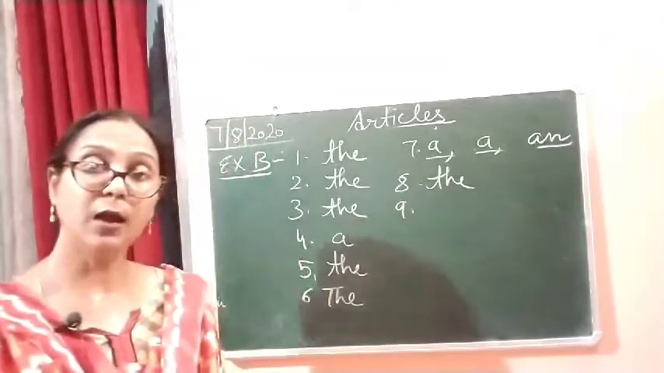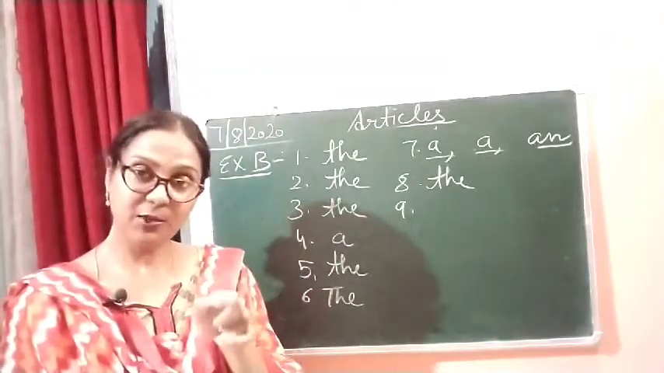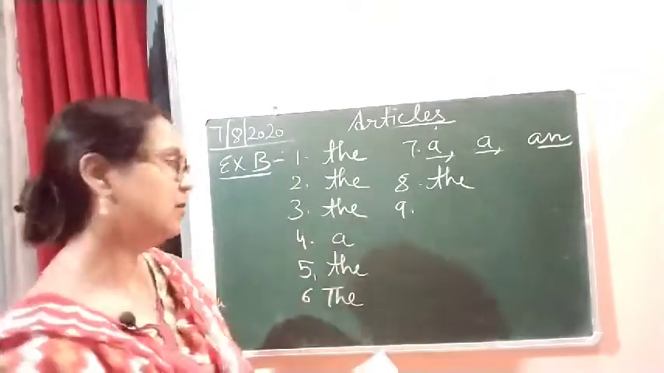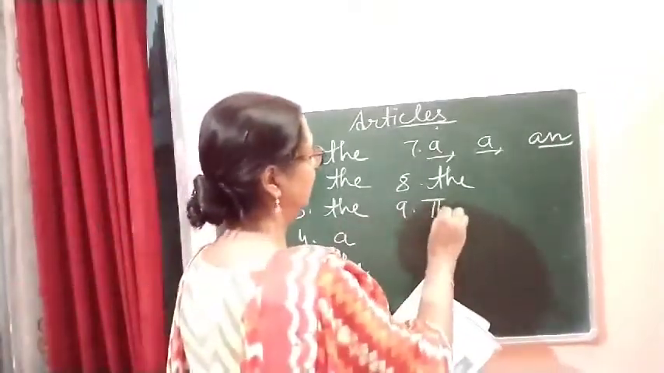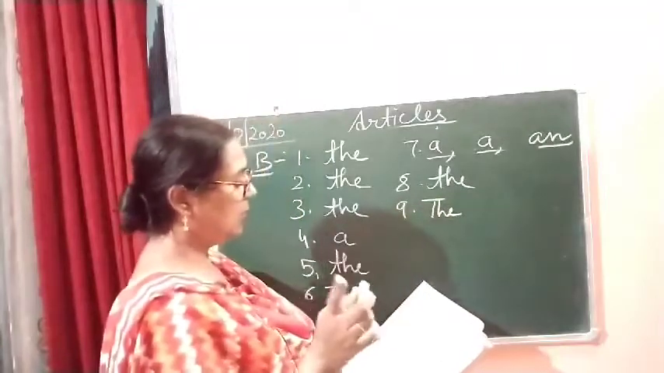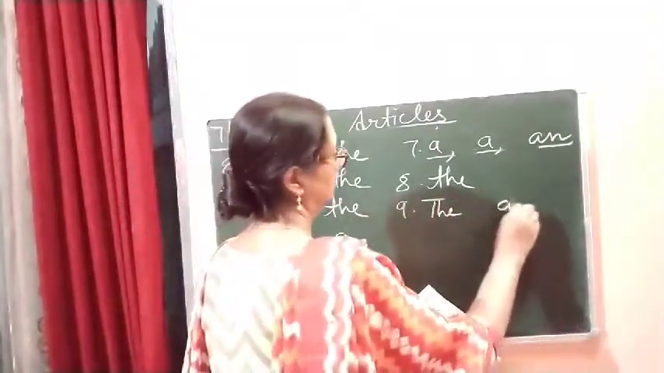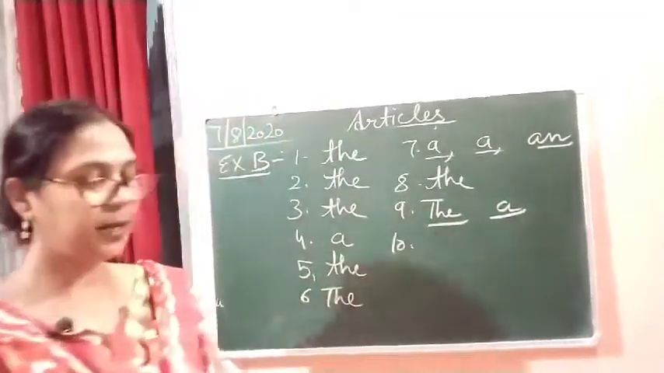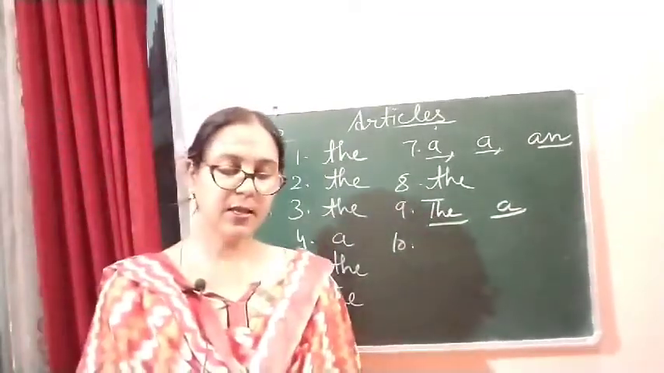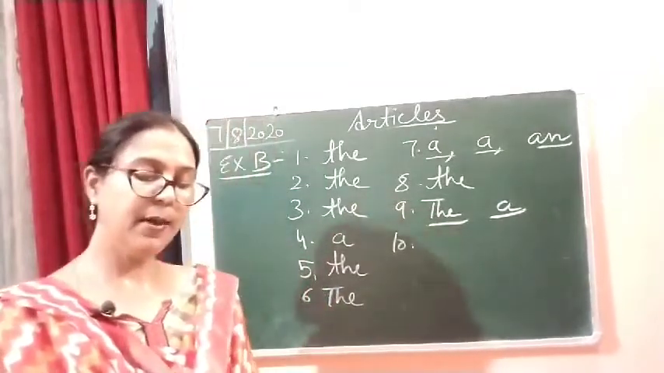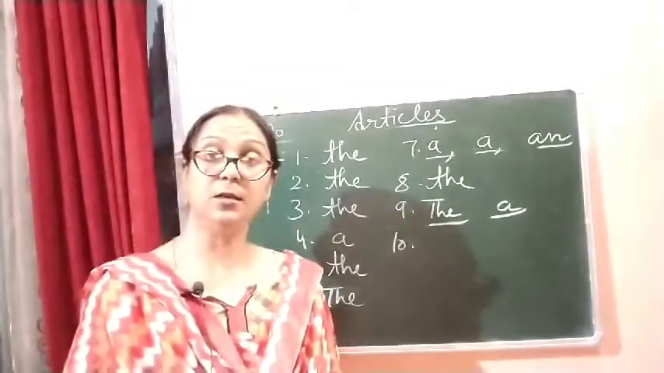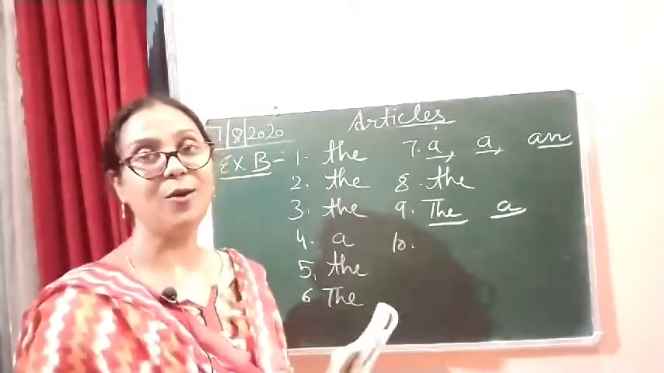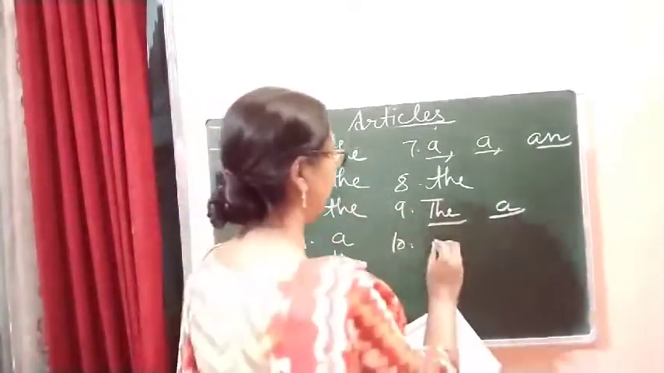Now here we are specifying that particular peacock. So here we are going to write 'the' peacock is a beautiful bird. Now in number 10, my father is dash ordinary member of the managing committee. Ordinary, the sound of the word is O. So what are we going to write? An ordinary.